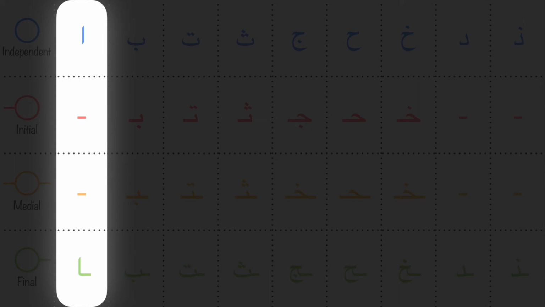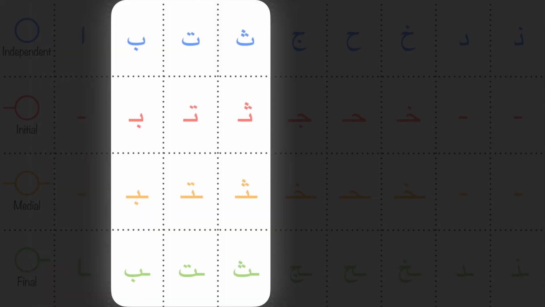Starting with the letter Alif, it has only 2 shapes, the independent shape and the final shape. There is no initial or medial shapes because it is one of the 6 letters we have just talked about. Then we have Ba, Ta and Tha. These 3 letters are written the same way, except that Ba has a lower dot, Ta has 2 upper dots and 3 upper dots for Tha. So the independent shapes are the same, the initial shapes are the same, the medial shapes are the same, and the final shapes are the same.